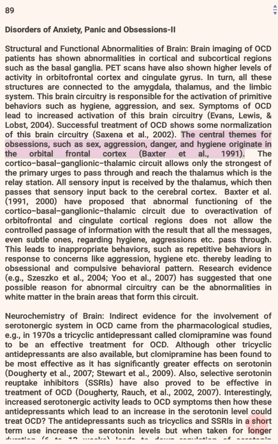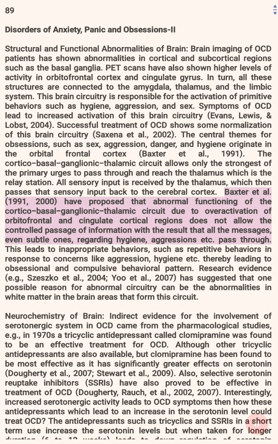The central themes for obsessions, such as sex, aggression, danger, and hygiene, originate in the orbital frontal cortex, Baxter and others, 1991. The cortico-basal ganglionic thalamic circuit allows only the strongest of the primary urges to pass through and reach the thalamus, which is the relay station. All sensory input is received by the thalamus, which then passes that sensory input back to the cerebral cortex.